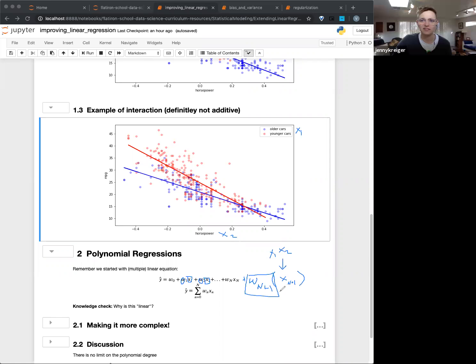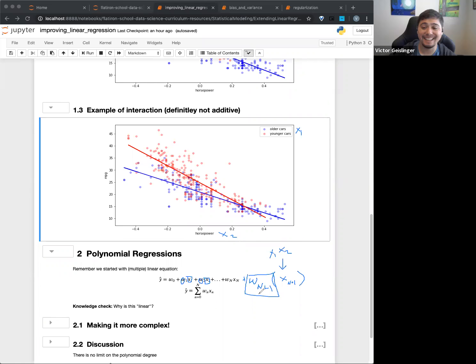That's a lot of features. Yeah. And what if you start getting interactions between the interactions? Yes, and you can get interactions with interactions.